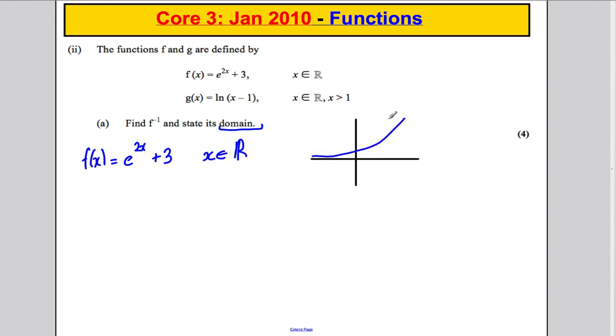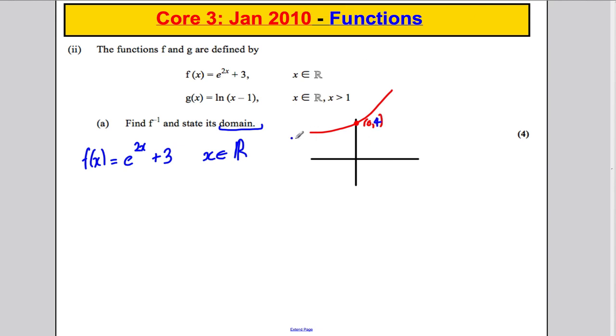E to the x looks something like that. E to the 2x looks like that as well, but it's slightly shallower here and slightly steeper here. So I'm just going to rub that out for now. I'm going to draw e to the 2x in a different colour, something like this. Still going through 0, 1. Now, e to the 2x plus 3 is like e to the 2x, but it's shifted up by 3 units. So therefore, it would be shifted up 1, 2, 3, and this point therefore would be 0, 4.